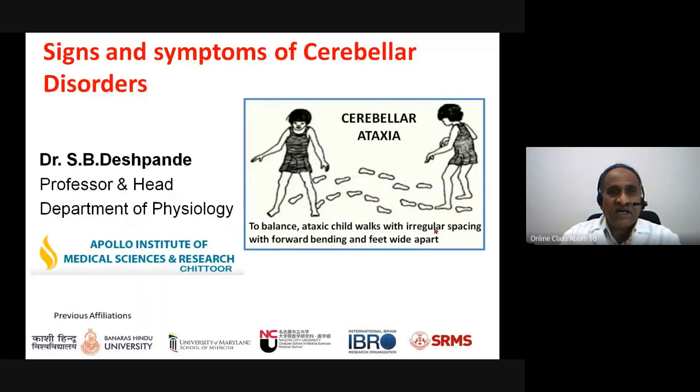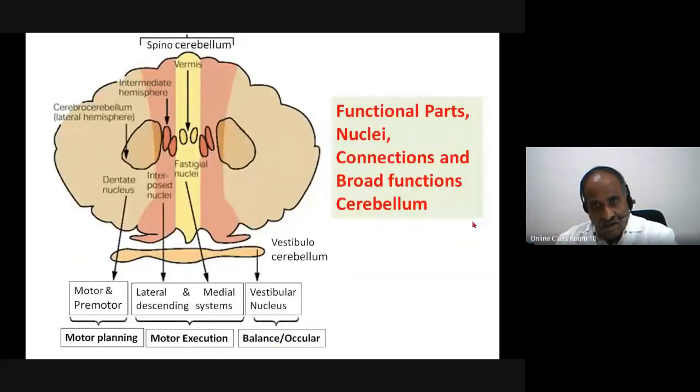In today's topic, I will be covering the signs and symptoms of the cerebellar disorders. Here is a picture showing a cerebellar ataxia. The girl, or a child, is walking, and you can just watch how that child is walking from this point to this point. Before I start the discussion, I will just recap.